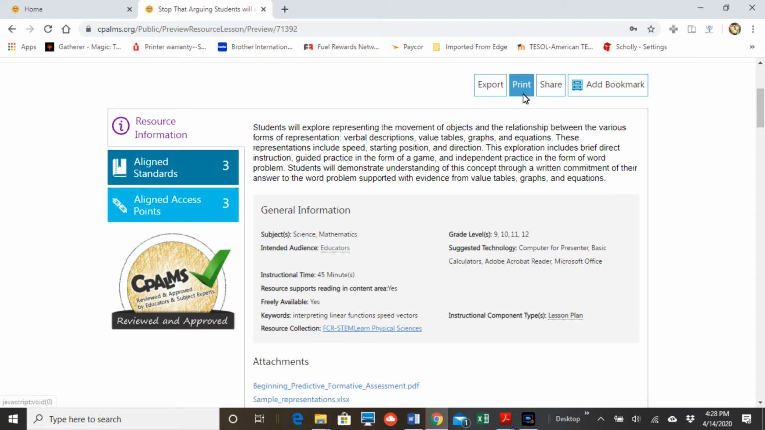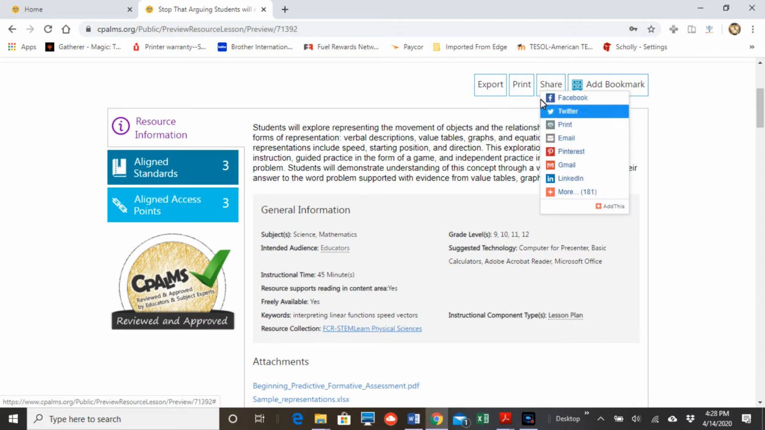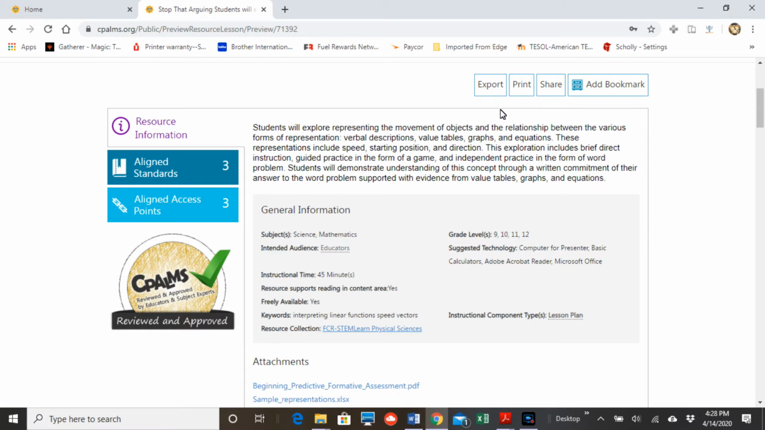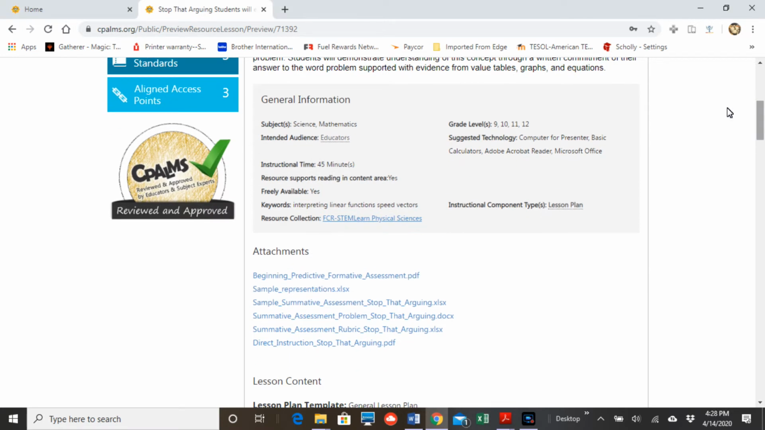You can export this, you can print it, you can share it. So if you have other parents that are having difficulty staying on top of everything in their house in addition, and now you throw in they got to be the teacher too, by all means you can do that. It's going to give you the information.